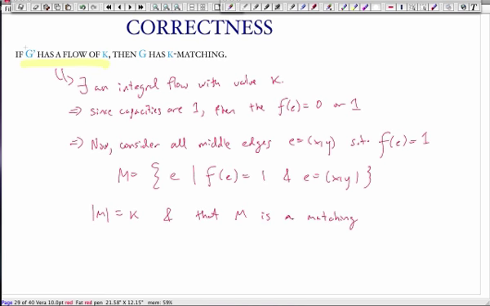I'm going to claim that the size of M is K. Since the value of the flow is K, and each edge can have either 0 or 1, there have to be at least K edges. If the flow is K and each edge can only carry 1, there have to be K edges. So this set has size K, check mark. Why is this set a matching?